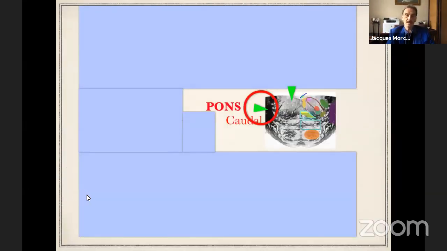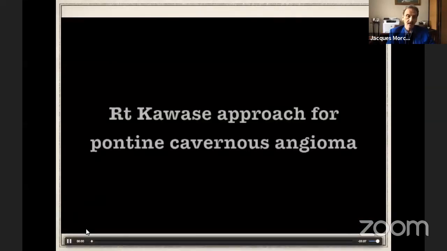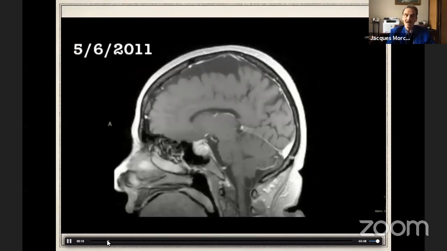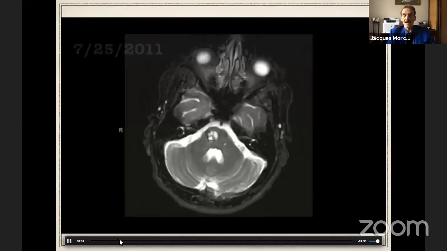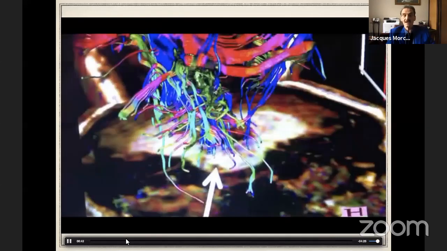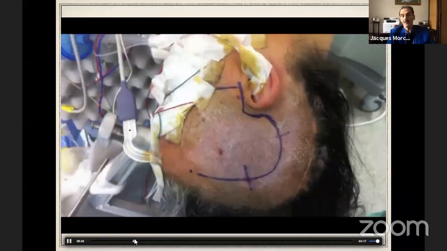I'm going to show you a caudal pons case where I use the Kawase approach, lower pontine cavernoma. This is a familial cavernoma. Look at the cavernoma when it was small in 2011, it gradually grew. Look, it's growing over the years, hemorrhaging, rehemorrhaging. This is lower pons, and it's pointing. And then we did DTI, and we noticed that the corticospinal tracts were pushed medially. So we said, perfect, we can come from laterally.